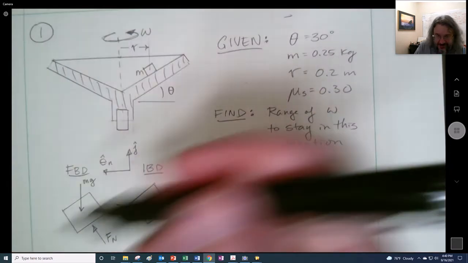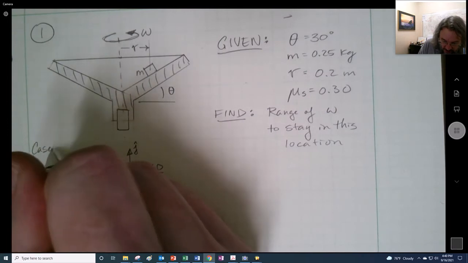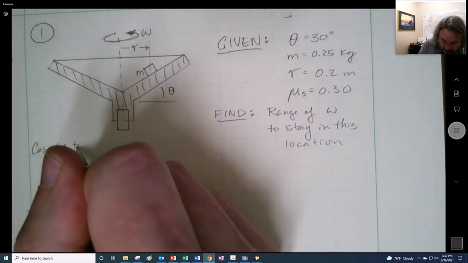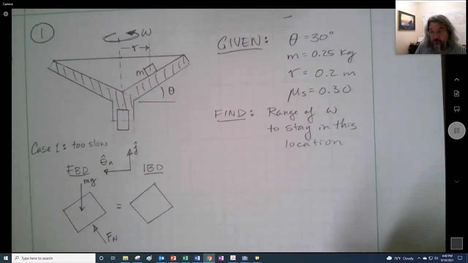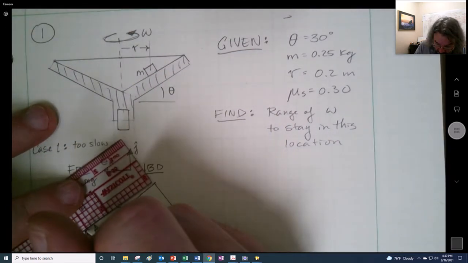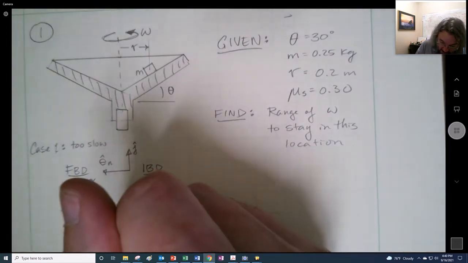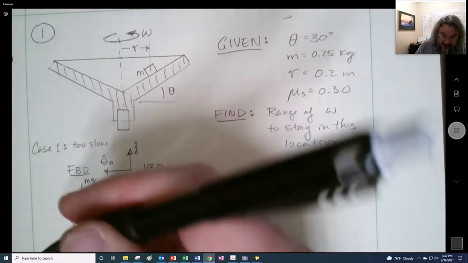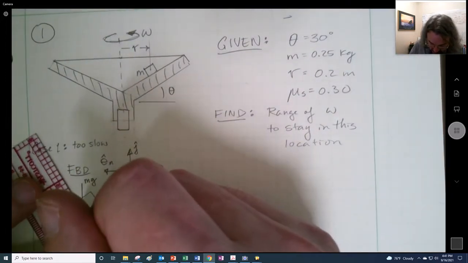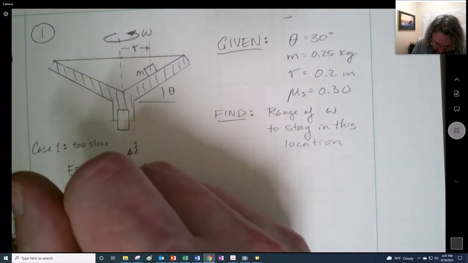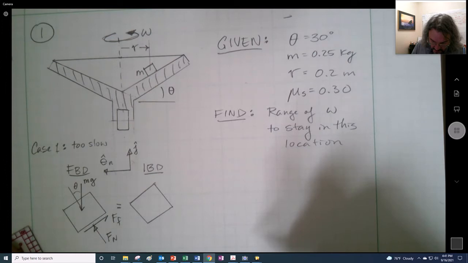So this is going to be a case where it's going to go too slow. So I'm going to go case 1, too slow. Or almost too slow, right? So here is the friction right there. And we'll go F, because it wants to slide down, so better go that direction. And if we want to try to get the angles, let's see, we'll put the angle in there. This is going to be the angle, theta, right in here.